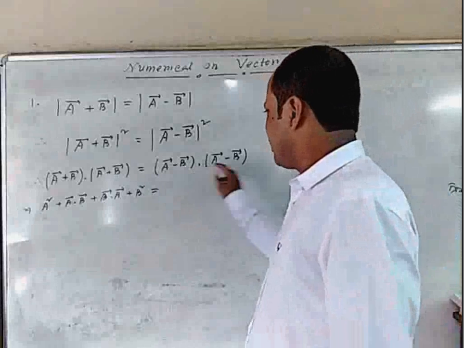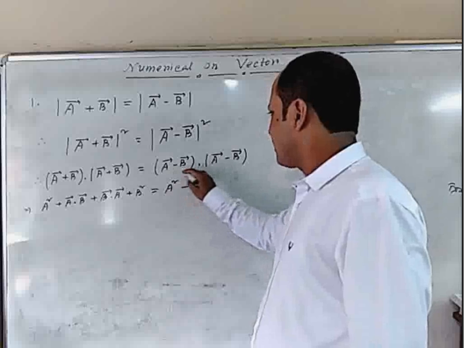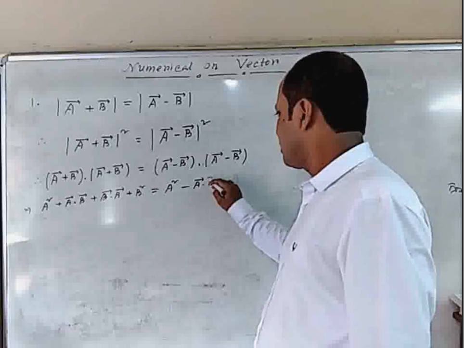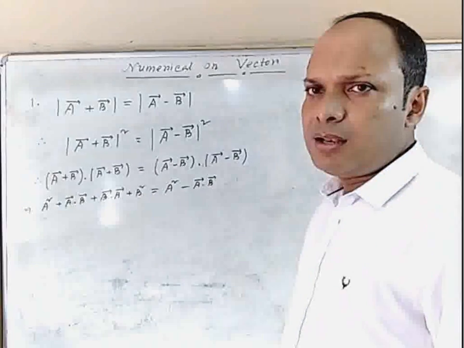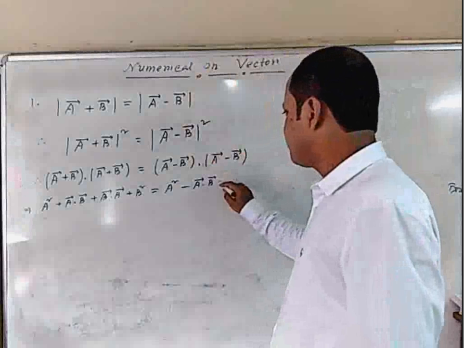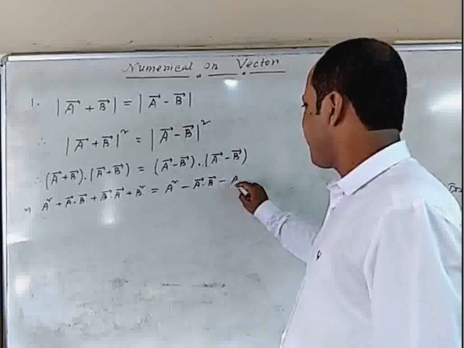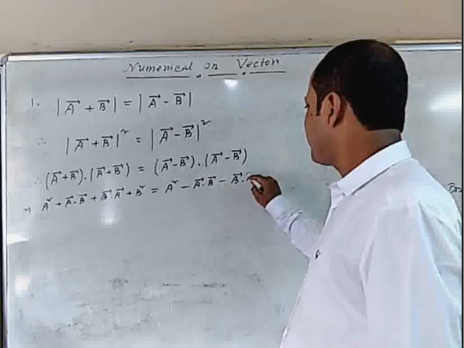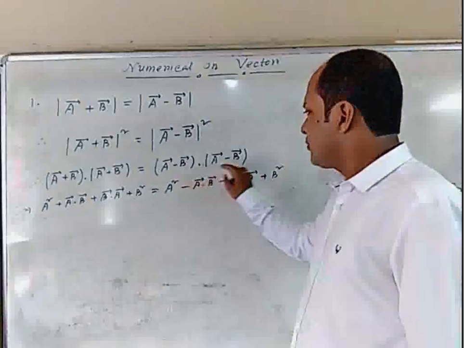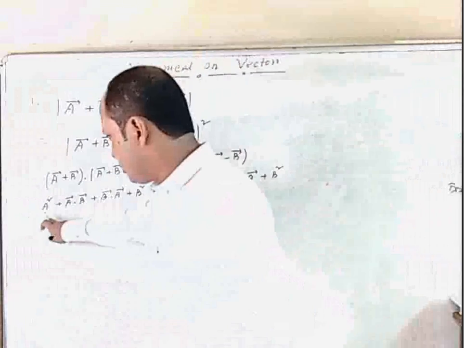Now, come to the right side. Vector A dot vector A will be A square, then vector A dot minus vector B. Actually, I don't know the angle between vector A and vector B, so you have to write it that way also. Again, minus vector B dot vector A. The last one is vector B square, minus vector B dot vector B. So it will be A square, minus, minus plus. Now go through this line.